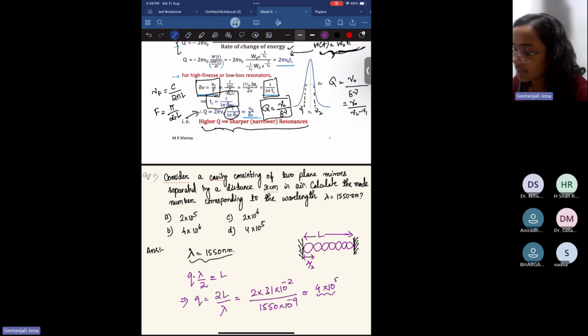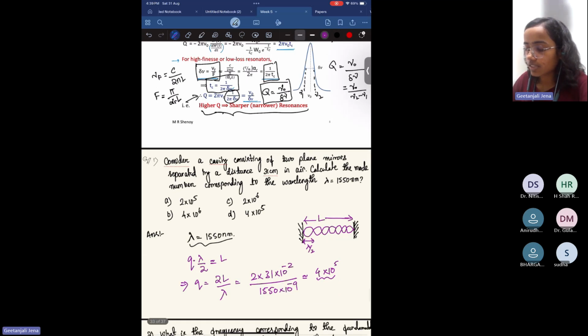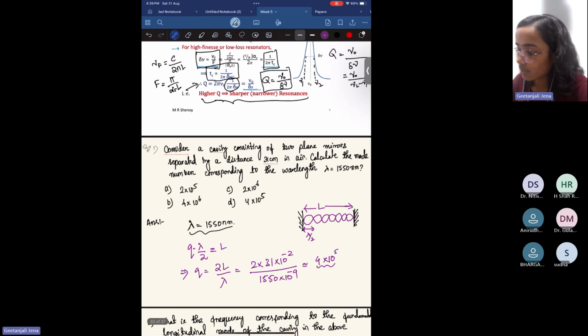Here you can see you don't have to remember the formula of the resonance frequency. You just have to see the fundamental relation between the wavelength and the length L. If you have mode number Q, then if you multiply the mode number with lambda by 2, we get back the separation between the resonator. From this, you can easily find the mode number. So the mode number is 4 into 10 to the power 5. Option D.